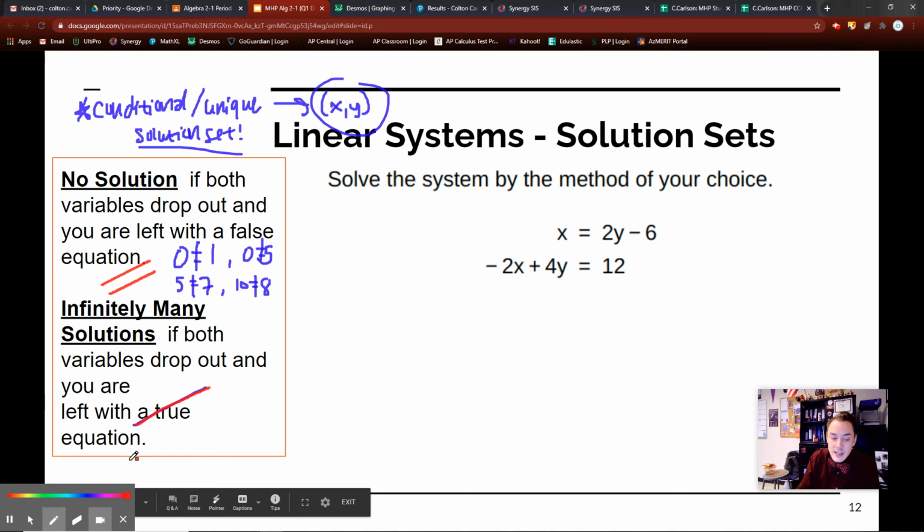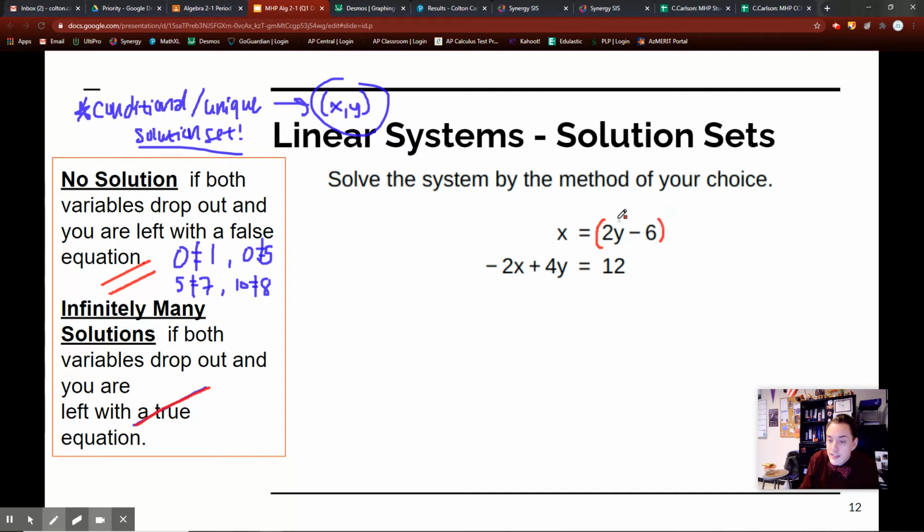Let's just solve it with any method of any choice. Since it's already kind of isolated right here, I'm just going to take that x and I'm going to solve it using substitution.